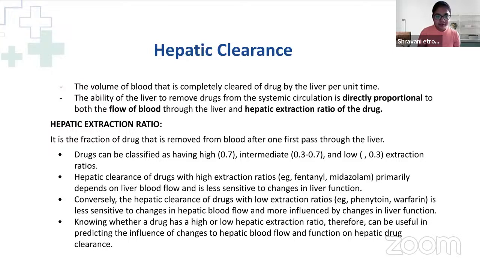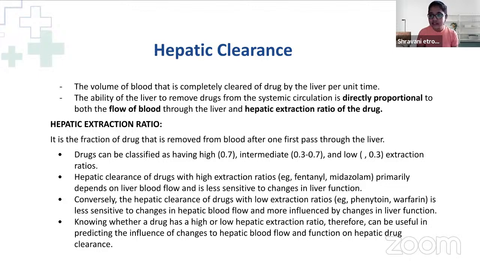Hepatic clearance. It is the volume of blood that is completely cleared by the liver per unit time. The ability of the liver to remove drugs from systemic circulation is directly proportional to the blood flow through the liver and the hepatic extraction ratio of the drug. So it is clear that the more the blood flow to the liver, the more ability the liver has to remove the drugs.